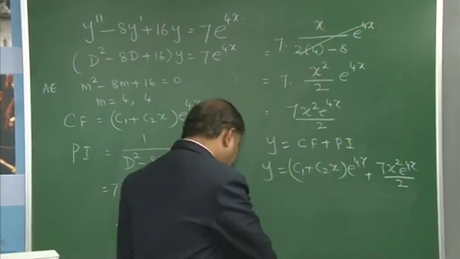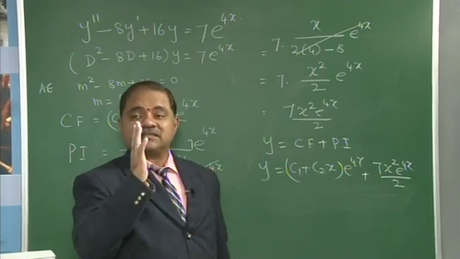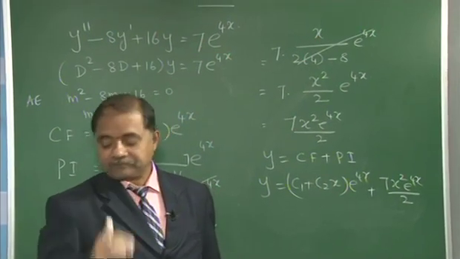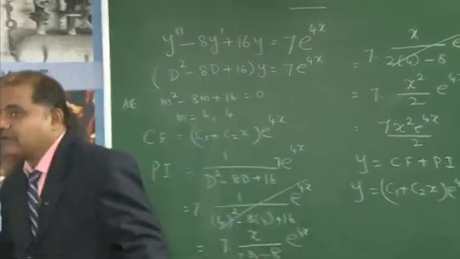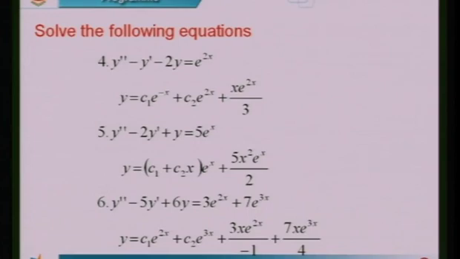So if the denominator is becoming 0, the procedure is to multiply by x in the numerator and differentiate the denominator with respect to D. That is the idea we should use. Whatever the number of times it becomes 0, that many times we keep on multiplying by x and keep on differentiating the denominator. You can see we have done the fourth question, x e power x by 3. Fifth we have done, sixth we have done.